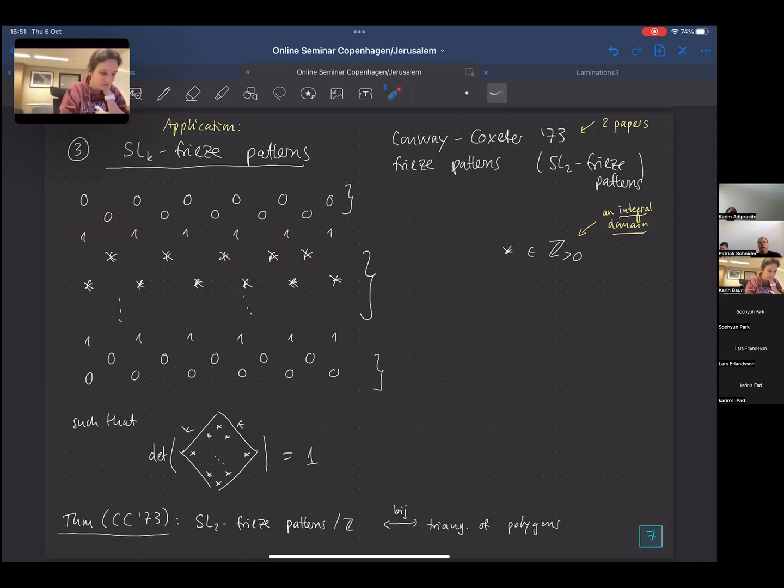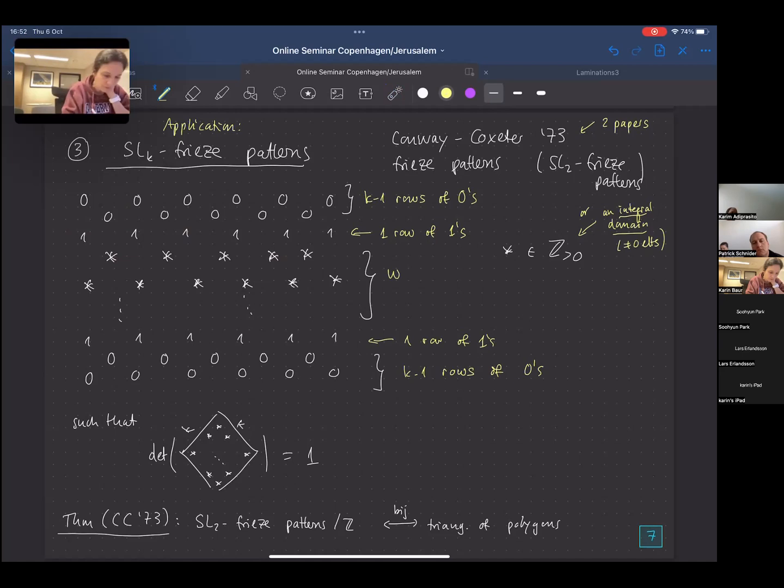And we start with k minus one rows of zeros. So here I only did two. Then we have one row of ones. And then we end in the same way, with k minus one rows of zeros. And in between, we have entries, say in the positive integers or in an integral domain, but then we want non-zero elements. So this is W non-trivial rows. So that would be the arrangement.